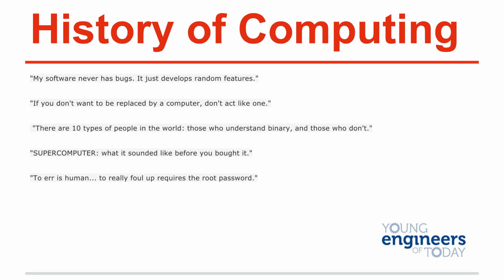All right, here are just some funny lines about computers. My software never has bugs; it just develops random features. If you don't want to be replaced by a computer, don't act like one. There are 10 types of people in the world: those who understand binary and those who don't. That joke will make sense in the future. Supercomputer, what it sounded like before you bought it. To err is human. To really foul up requires the root password.